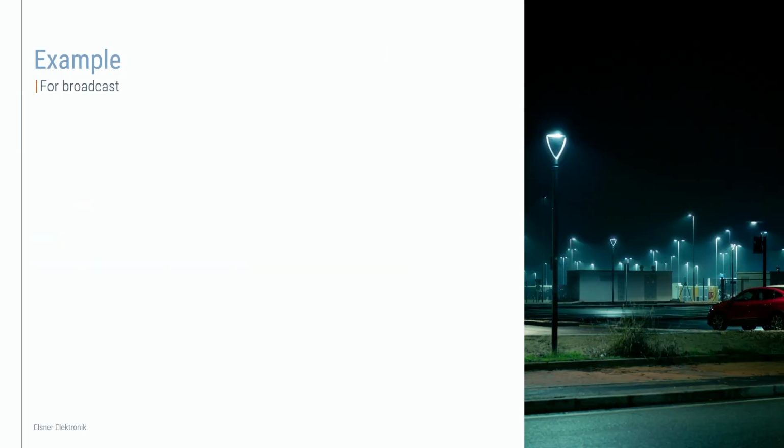Some examples for broadcast control would be street lighting, industrial buildings, sport halls, and typically any large-scale lighting system where the lights are usually expected to react the same.